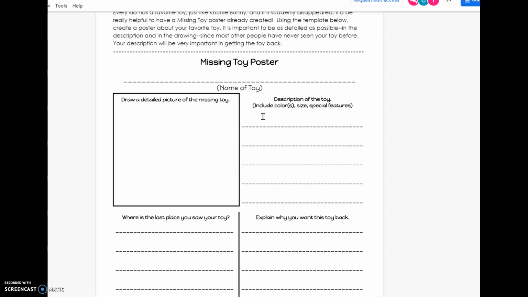So you're going to say, is it big, is it small, is it furry, what color it is, how big it is, and if there's anything, or there's a rip in it, or something like that, there's a button on it, there's a patch on it. So you're going to write about the different features of your toy.